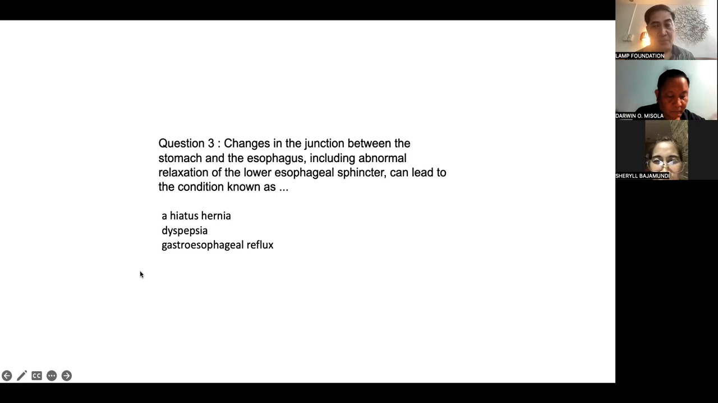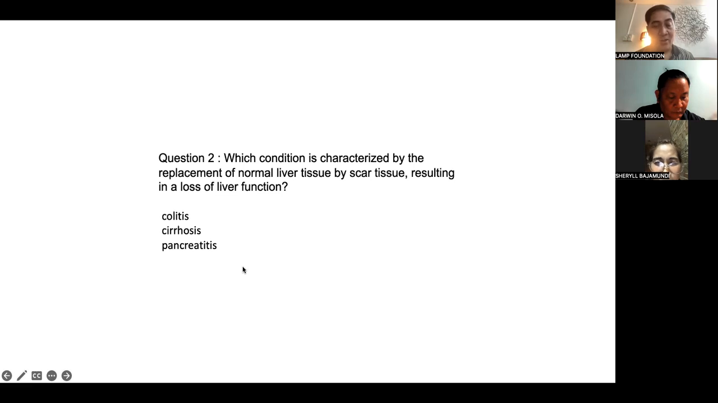What is the prelude to cirrhosis that is still somewhat reversible? It's called steatosis. Hepatitis? No. Fatty liver. So for those with fatty liver, there is still hope. You just have to have discipline.